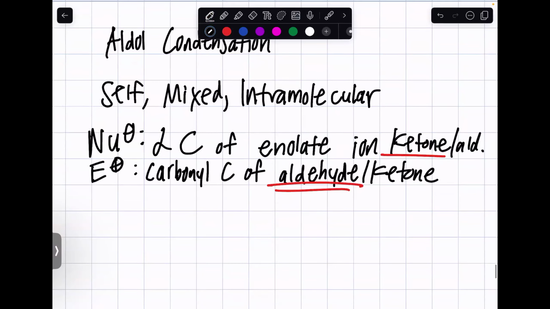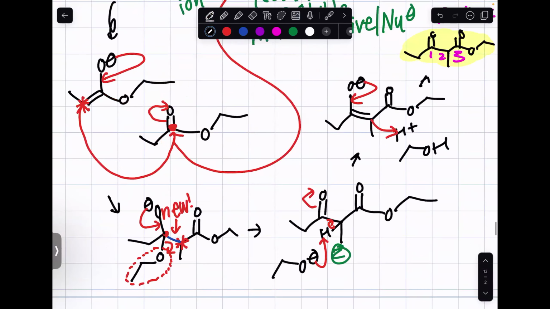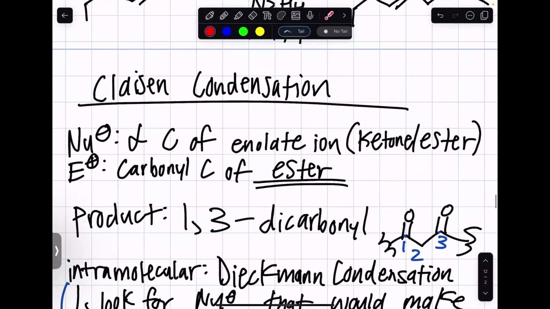In the previous example, where we did the Claisen, the electrophile always has to come from an ester. The electrophile always has to be an ester for Claisen. But the nucleophile could be the alpha carbon of a ketone or an ester.